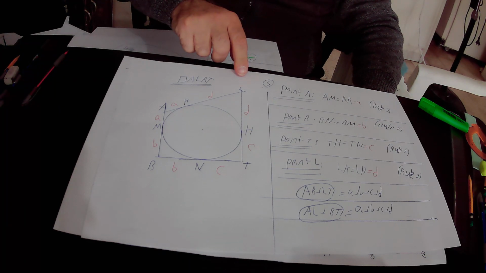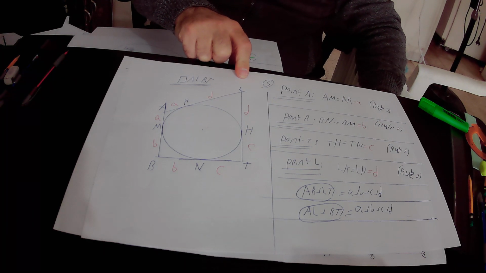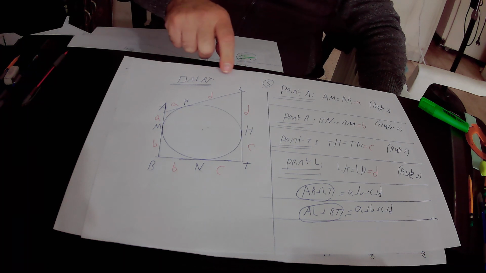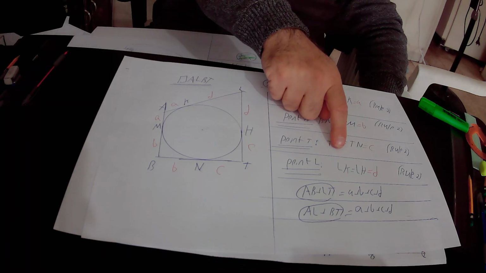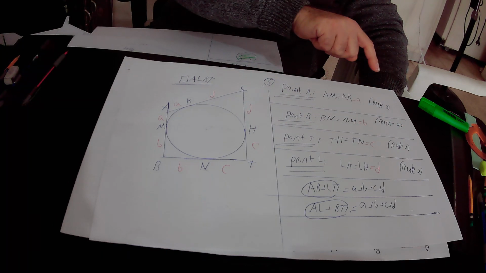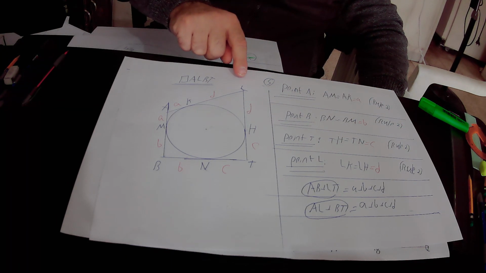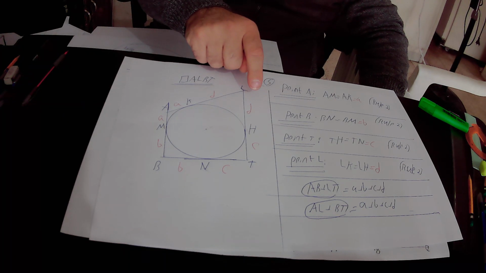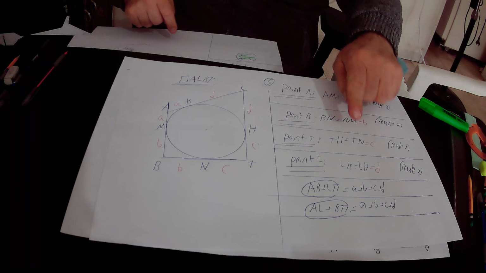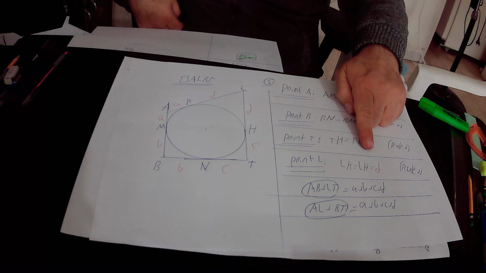common standpoint point L. From point L, we have two tangents to this circle, tangent LK and tangent LH. And according to rule 2, they are equal to each other. That is to say, LK equals LH according to rule 2. So if we define the length of LK as D, then LH must also be equal to D, because they are equal to each other. So in conclusion, we found out that LK equals LH equals D.